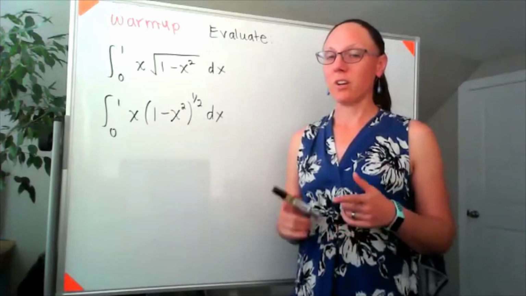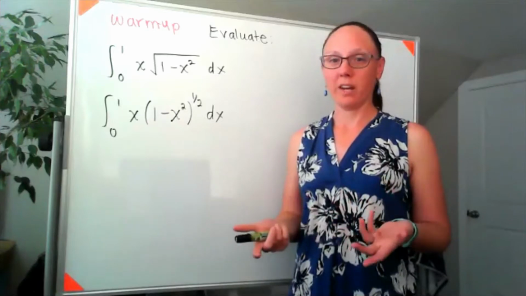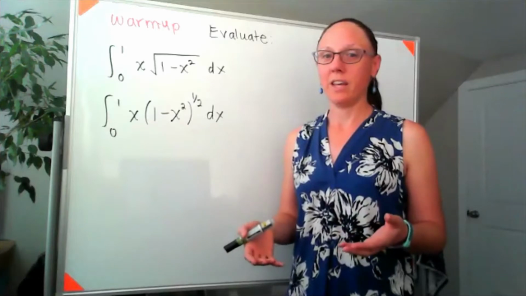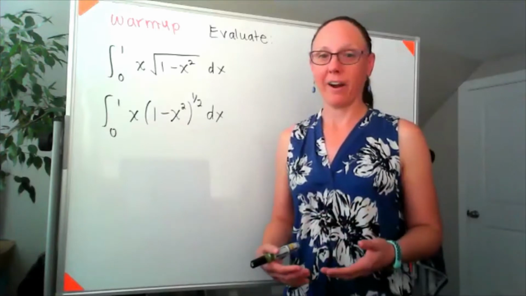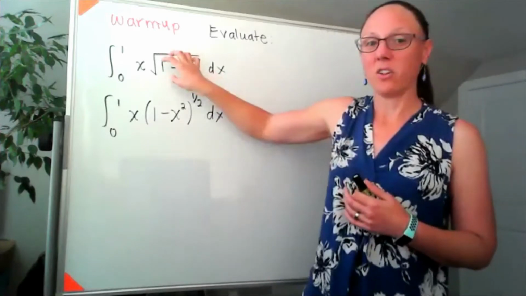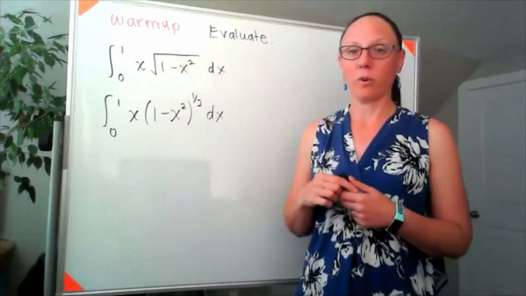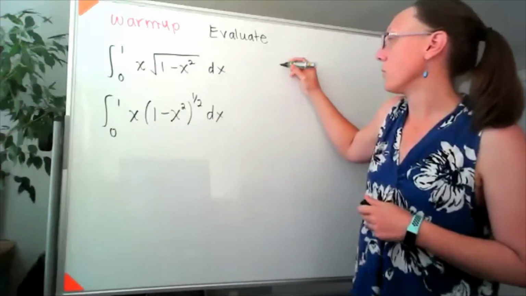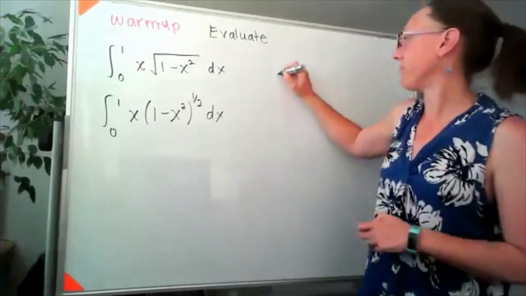I had a student in office hours the other day who pointed out that usually what we're going to let u be is the part that is stuck somewhere. So in this case, the thing that's stuck is all of that stuff underneath the square root. There's nothing else I can do to it. So I'm going to let u be equal to the part that's stuck.